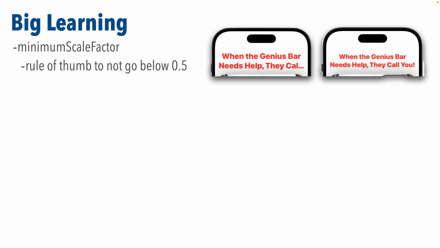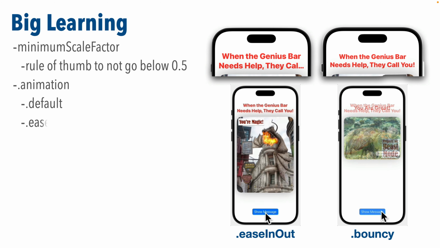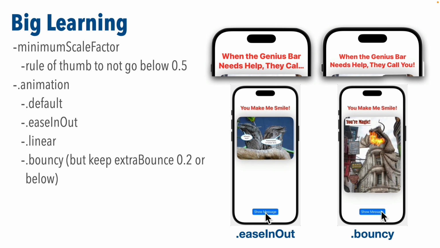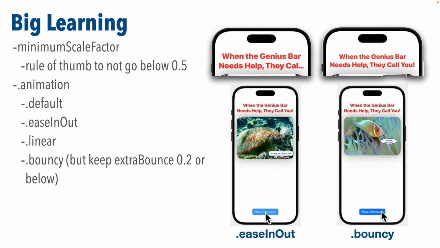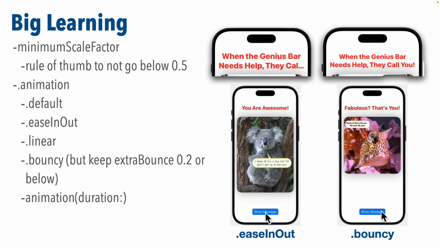So once again, we had more big learning. We investigated minimum scale factor so that we could shrink text to fit an available frame. We learned about the rule of thumb not to go below 0.5 as your minimum scale factor. And we worked with basic animations using the animation modifier. We checked out default, ease in, out, linear, bouncy. But when using bouncy, we learned to keep the extra bounce at 0.2 or below. And we worked with animation duration.